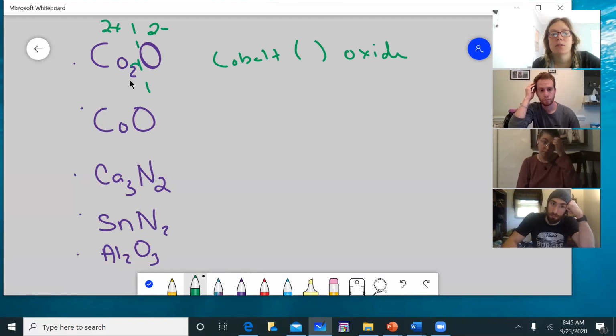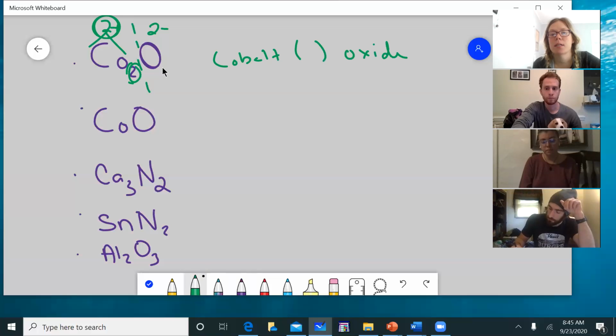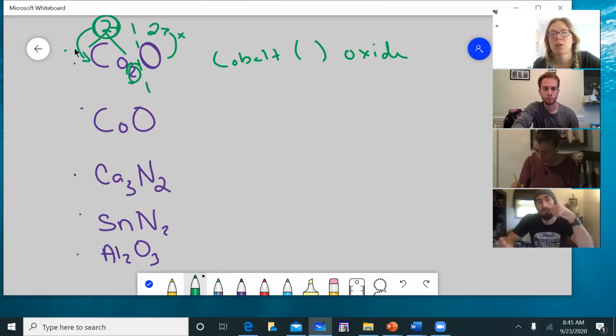But how many cobalts do I have? I have 2 cobalts. So this 2+ charge is getting distributed amongst 2 cobalts, or you need to take whatever your charge is and divide it by how many of them you have. That's where I was saying if you're moving from here up, you multiply. If you're moving from here down, you divide by however many you have. It doesn't matter if you only have 1 of them, but in this case you have 2. So each cobalt contributes a 1+ charge. So this should be cobalt 1 oxide.